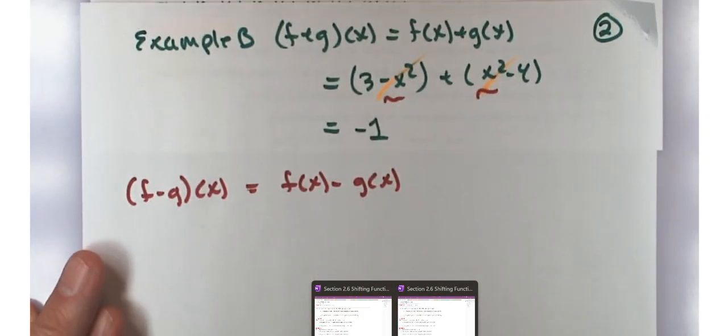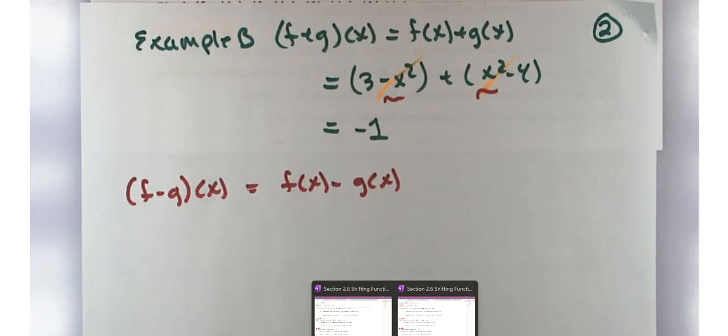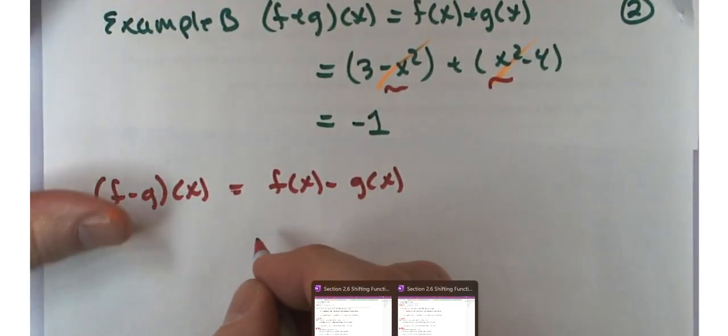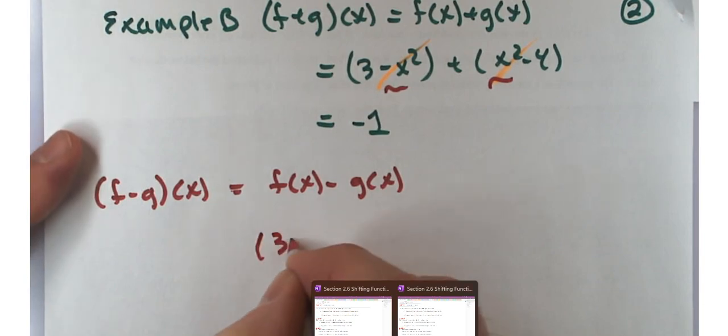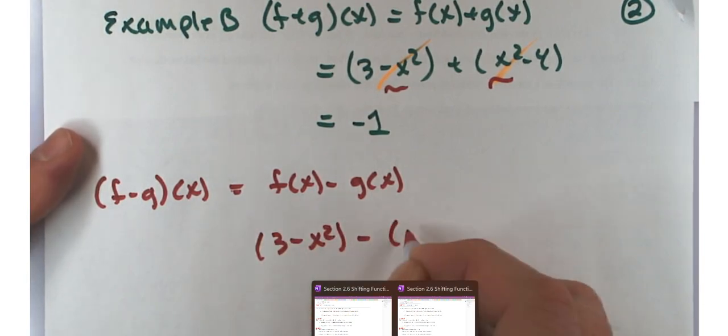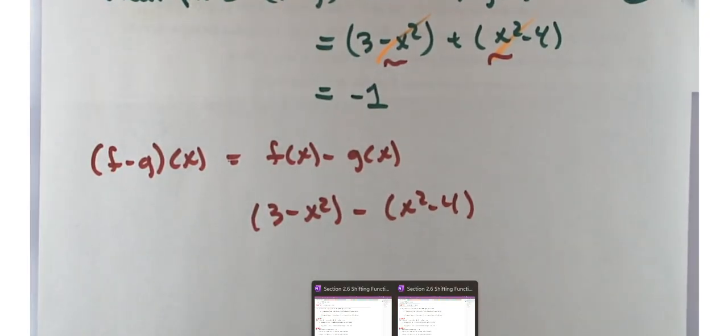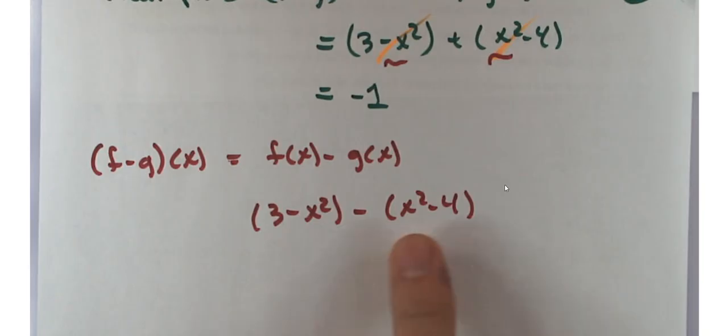When you're subtracting, you got to be a little bit more careful. So let's be careful on that. f of x was 3 minus x squared, minus g of x, which is x squared minus 4. There's one thing I did that is going to help you out if you take the time to do it for yourself, and that is I put this in parentheses. Why do I care about the parentheses? Why am I putting it in parentheses?